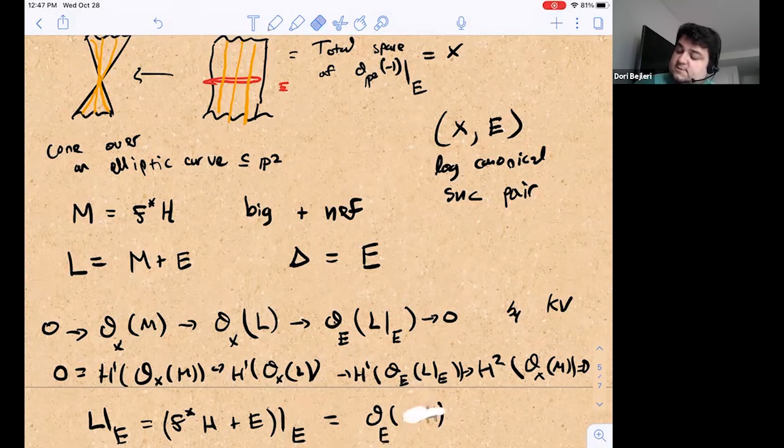Sorry, I'll just write it as is, degree minus 3. Okay, so then that has cohomology because it's a degree minus 3 line bundle on an elliptic curve.